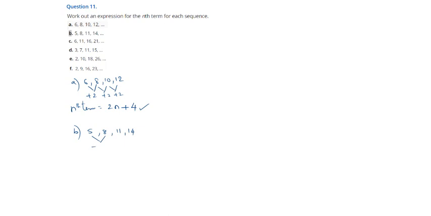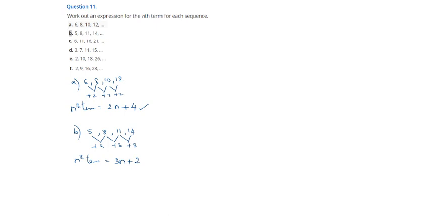5 plus 3 gives us 8. 8 plus 3 is 11. 11 plus 3 is 14. So the nth term is equal to 3n plus something. Now here this something we will find out. When you put n is equal to 1, 3 into 1 is 3. 3 plus something should give us 5, and that something is 2.